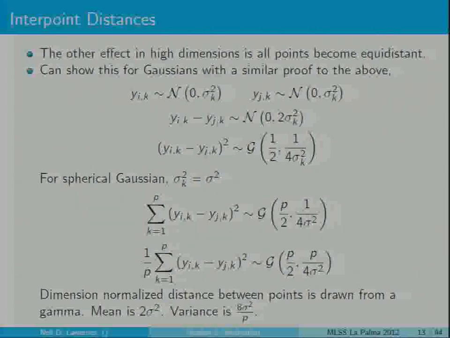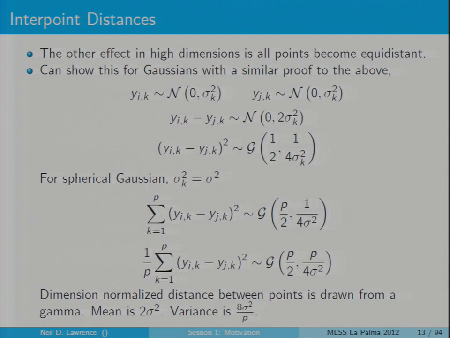I like this representation because it's very easy and very common to compute inter-data point distances, to do k nearest neighbors or whatever else. In fact, I'm going to base a lot of the material on computing distances like this. So the dimension normalized distance between points is drawn from a gamma, and the mean is 2 sigma squared.